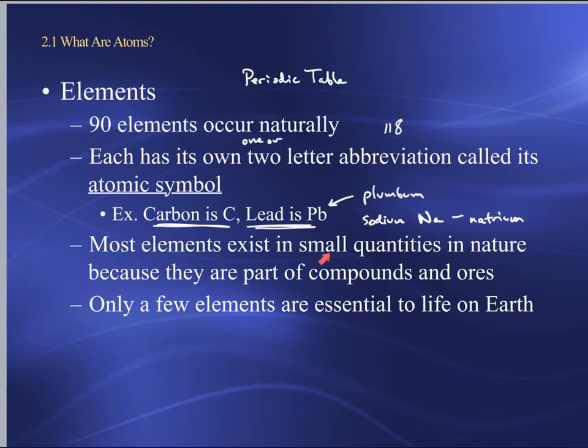So most of the time, you're not going to go digging in your backyard and find like a hunk of aluminum or certainly not sodium or anything like that. Most of it has already reacted. And only a few elements are essential to life on Earth. We're going to see what those are here in a second. But even though there are 90 of them that naturally occur, there's really not that many that we need to use to live.